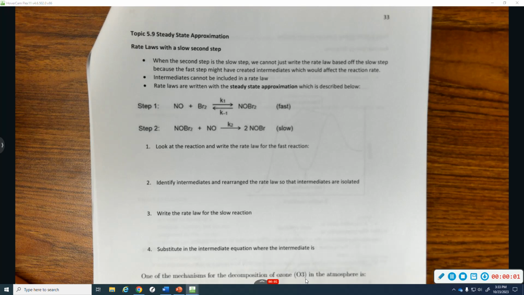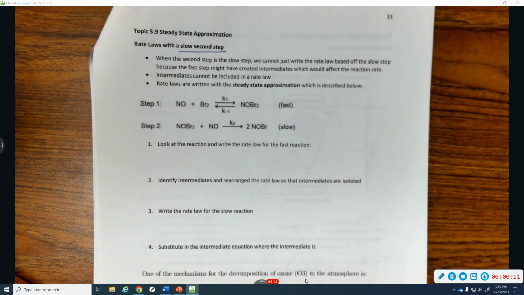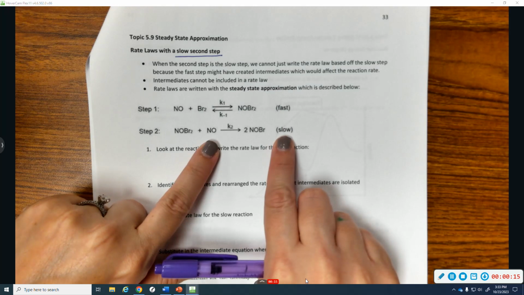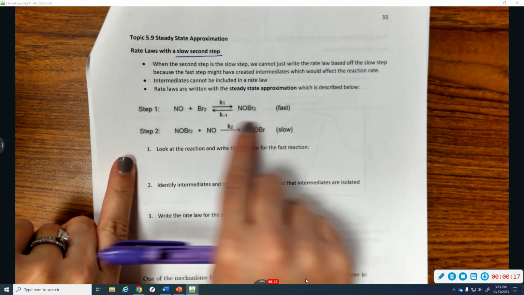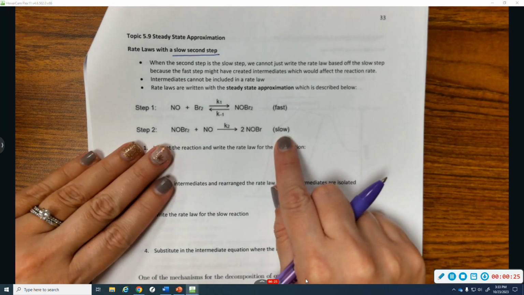Hi everyone, in this video I'm going to talk about how to do the steady state approximation, which is how to write a rate law with a slow second step. When the second step is slow, we can't just write the rate law for the reaction mechanism based off the stoichiometry for the slow step, like we would when the slow step is first. Why? Let's look at it.